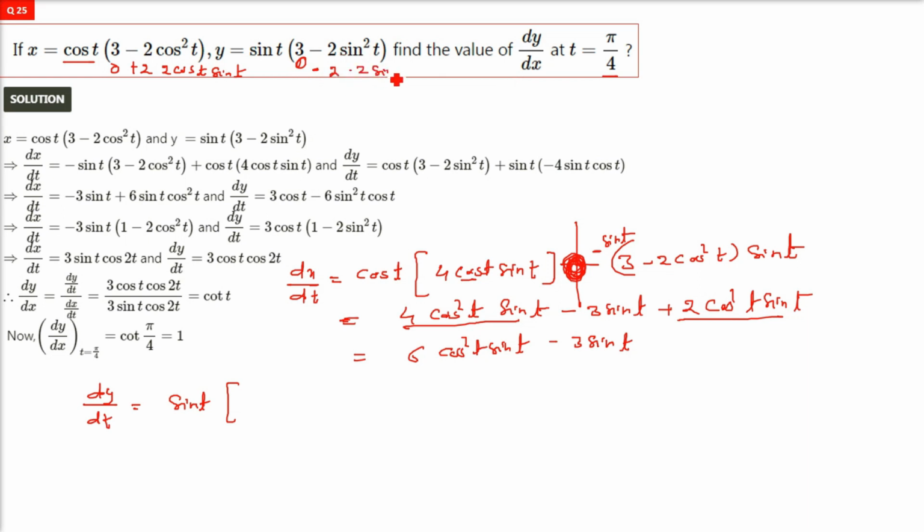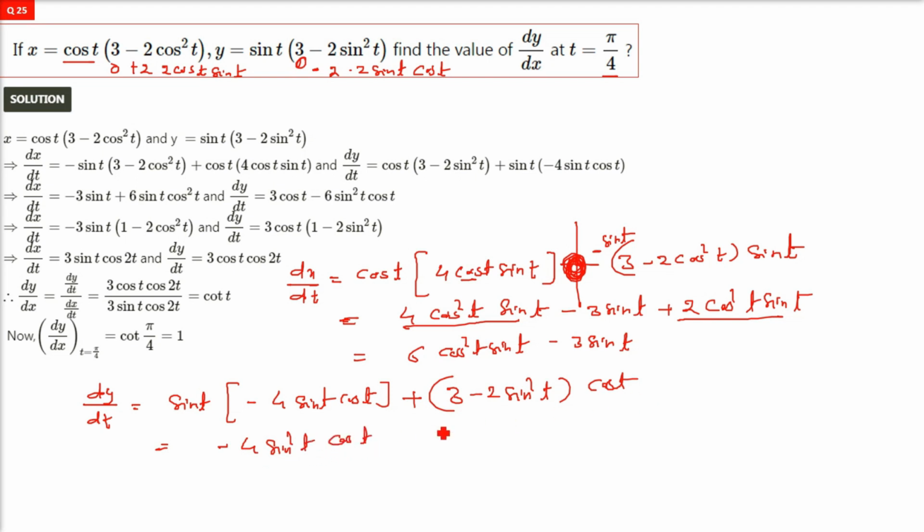So now sin t, so 3 is 0, minus 2 sin square t will be 2 sin t, and then sin t will be cos t. So I'm writing minus 4 sin t cos t, and then we have to write 3 minus 2 sin square t, and then differentiate sin t, which is going to be cos t. Okay, let us open. Minus 4 sin square t cos t, plus 3 cos t, and minus 2 sin square t cos t.